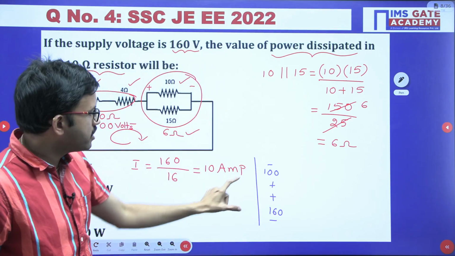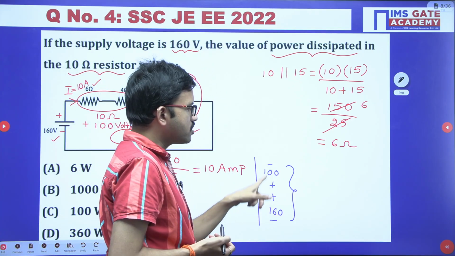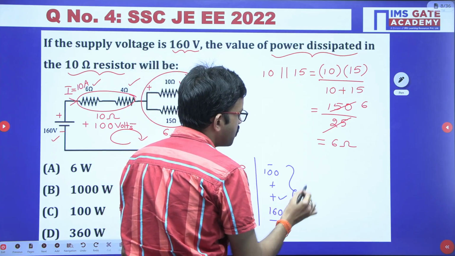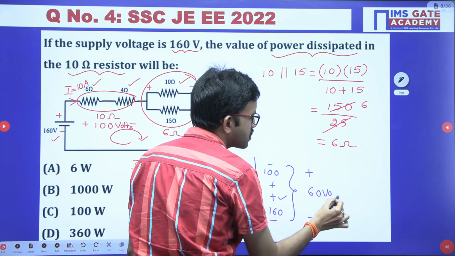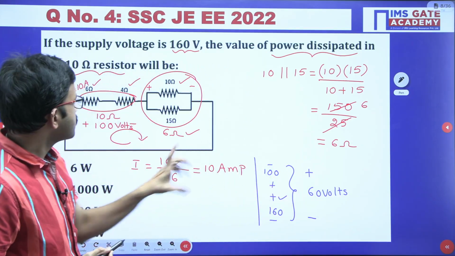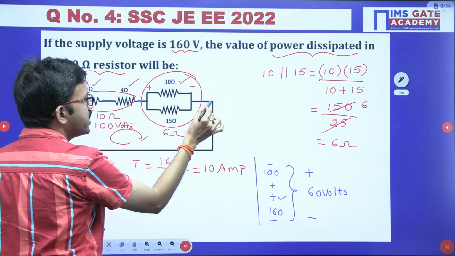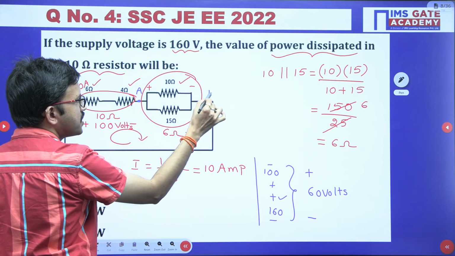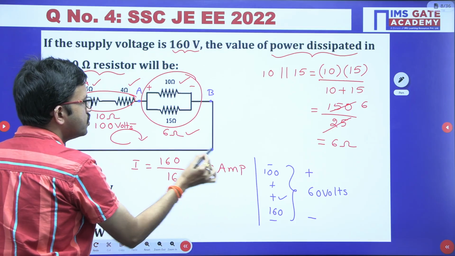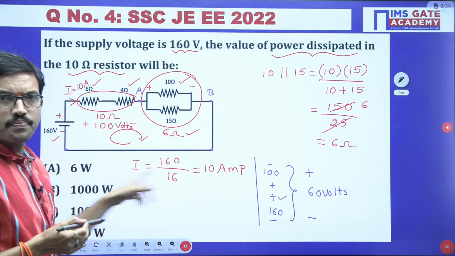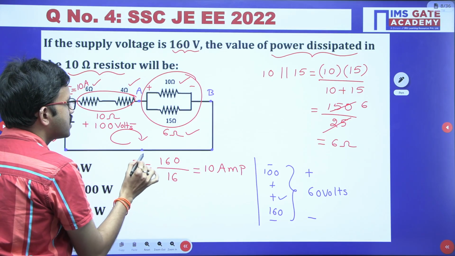Now just observe here the voltage polarities are opposite, that means we have to subtract. This value is large when compared to this one, right? So obviously this polarity you are getting, so 160 minus 100, that is 60 volts. For the time being I have labeled this particular node as A, and suppose this node as B. All are the same node, so I am labeling the same node B, just for easy understanding.